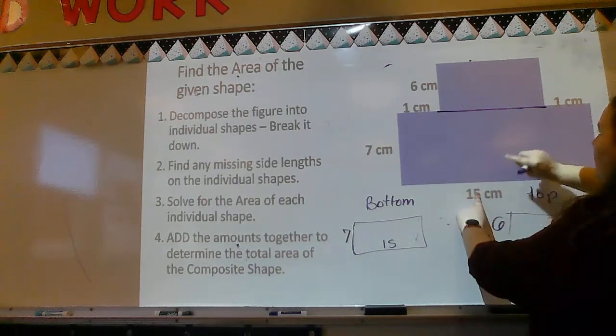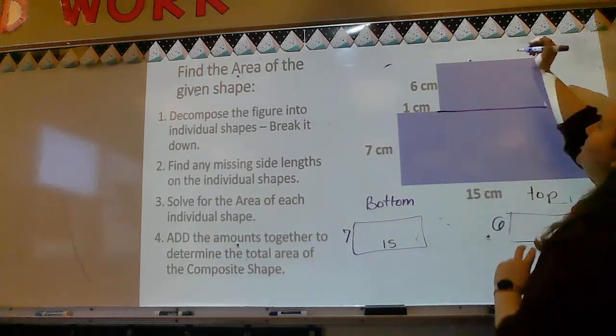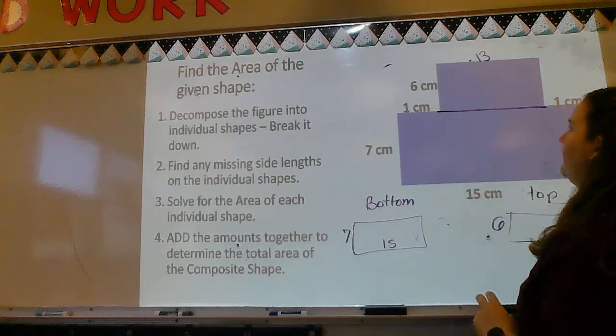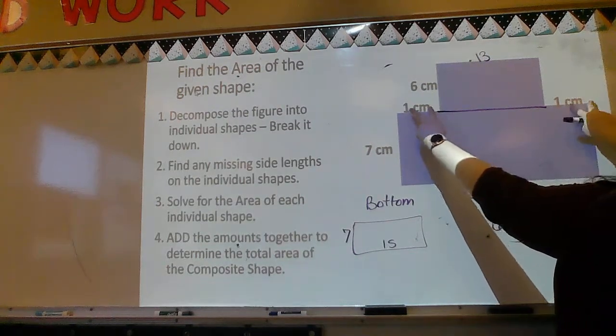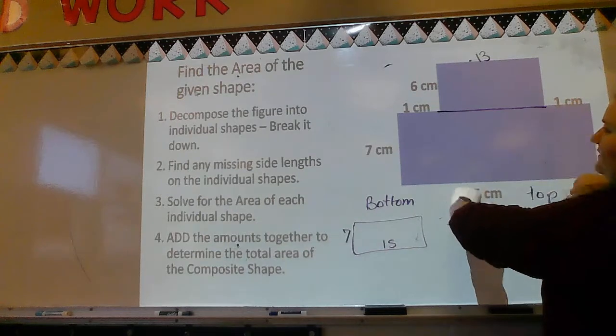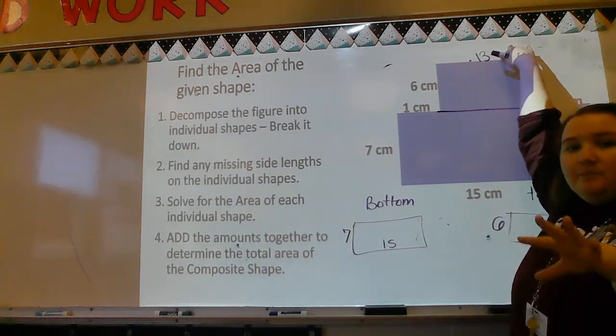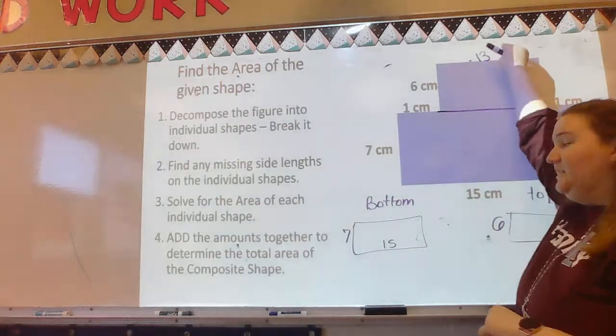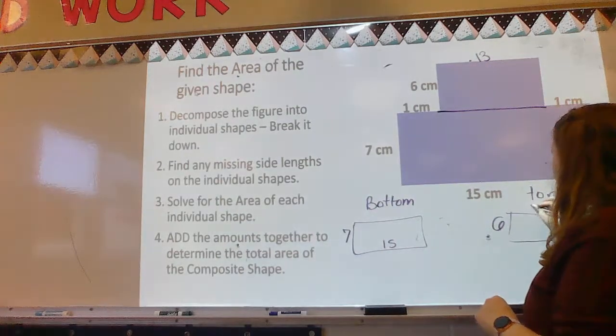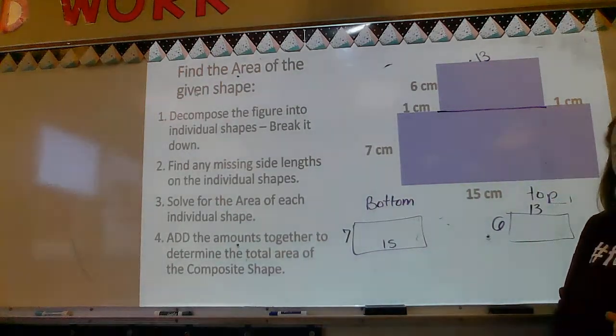So 15 without this gives you 13, okay? 15 without these little side parts gives you 13. So 15 minus 1 gives you 13. That is what you should have done in the past. You should have learned about finding missing side lengths. So your base here is 13, okay?